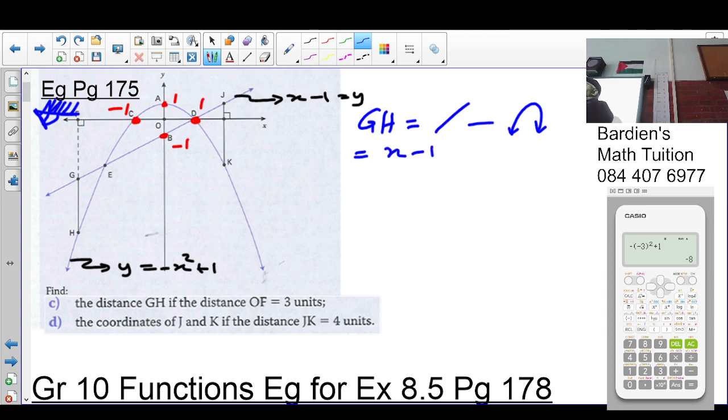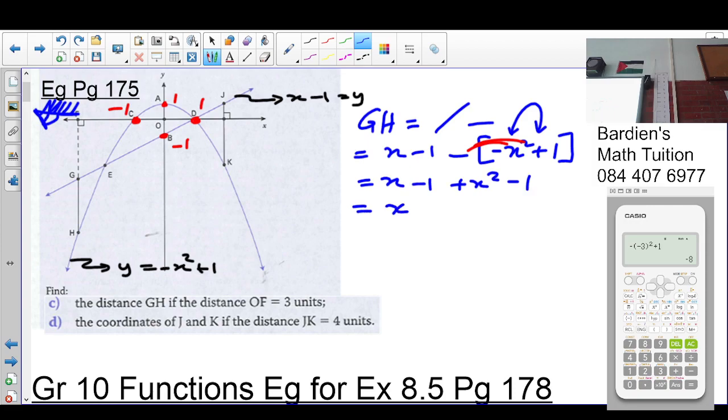What is the equation of the parabola? Negative x squared plus 1. So it's minus brackets negative x squared plus 1. Who can tell me why I am putting that in the bracket? More than one term, following a negative sign. So if I simplify this and get rid of the brackets, that gives me x minus 1 plus x squared minus 1, which gives me x squared plus x minus 2.